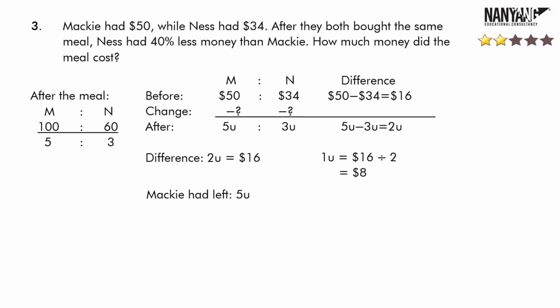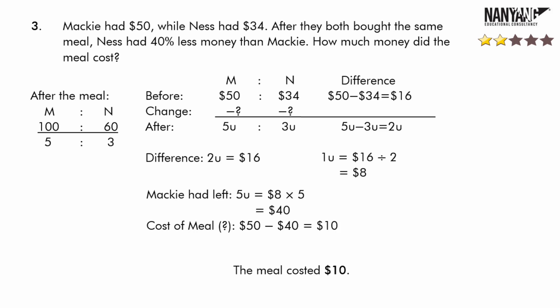Now let's look at how much Mackie had left. Mackie had 5 units, which is $8 times 5, $40. Comparing with what she had before, $50, we can easily find our change, which is the cost of the meal. That will be $50 minus $40, $10. So the meal costed $10. Did you get it?